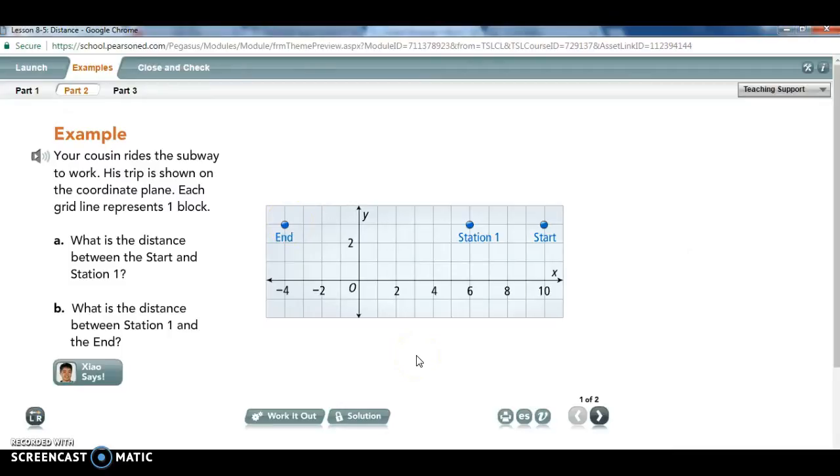If you aren't drawing out a picture mathematically, remember, if one is negative and one is positive, you're adding the absolute values. If they both are positive numbers, then you're subtracting them to find the distance.